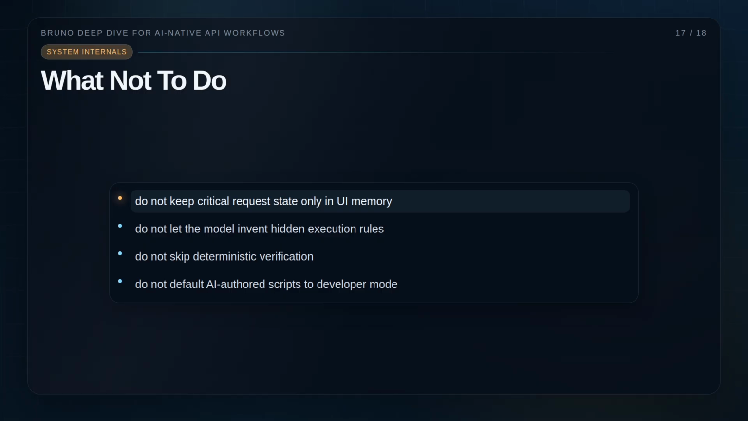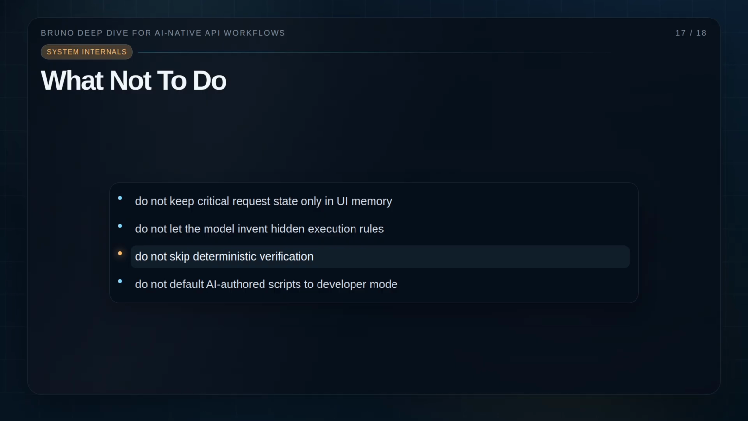There are a few easy mistakes to avoid. First, do not turn Bruno back into an opaque system by building hidden state around it. Keep the collection as the contract. Second, do not let a model invent execution behavior that never becomes a file or a test.